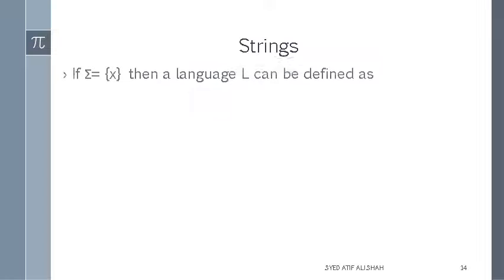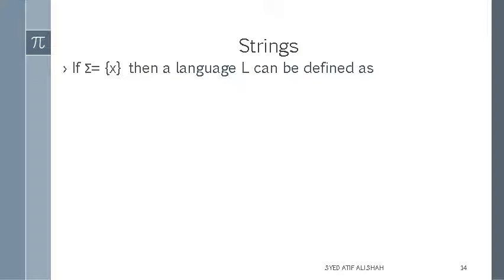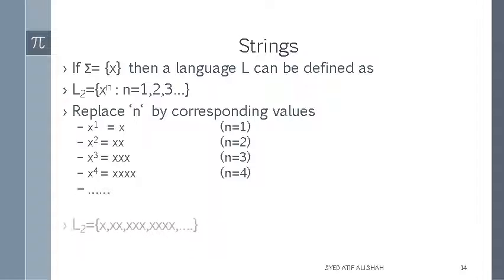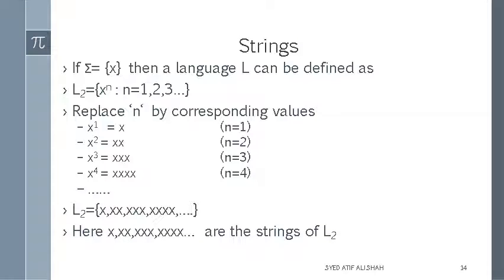Let's take another example. The sigma is same, that is the same alphabet is used here. Now the language is different. L2 = x^n, n = 1, 2, 3 and so on. In the previous example, we had n = 1, 2 and 3, that is a finite number of strings were generated, while here we have infinite strings. Now we will replace n by the corresponding values. x^1 is equal to x, x^2 is equal to xx, similarly x^3 is equal to three times x and so on. Now this language, L2, will generate infinite strings, starting from the single x, then two times x, three times x, four times x and so on.